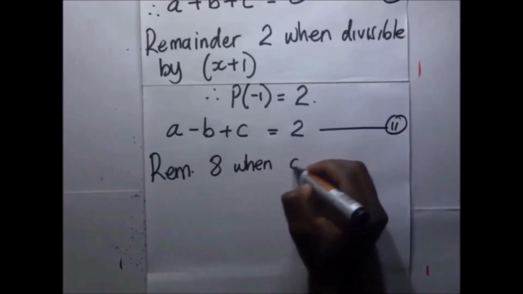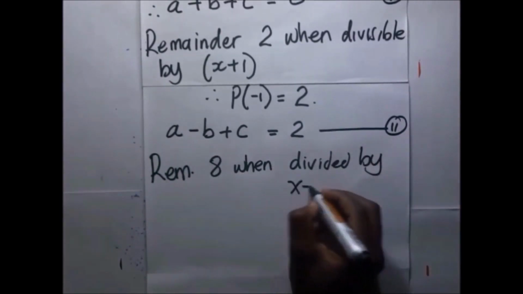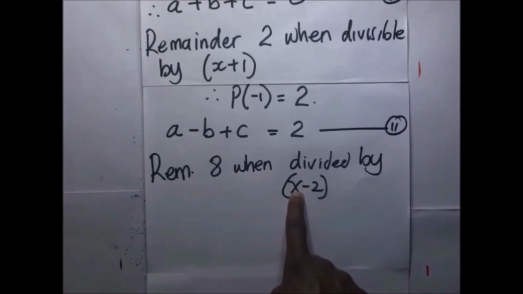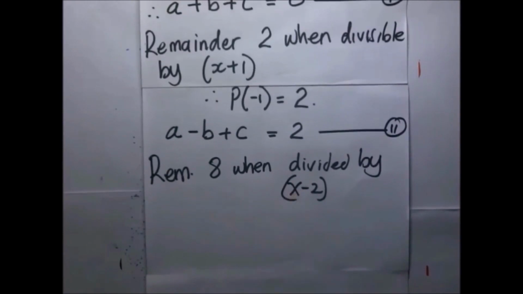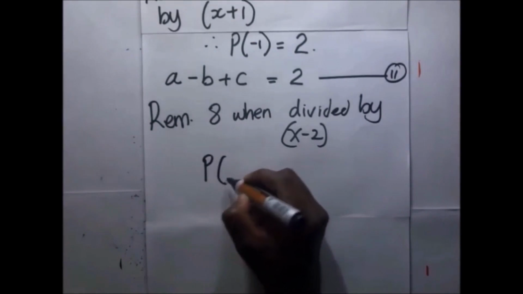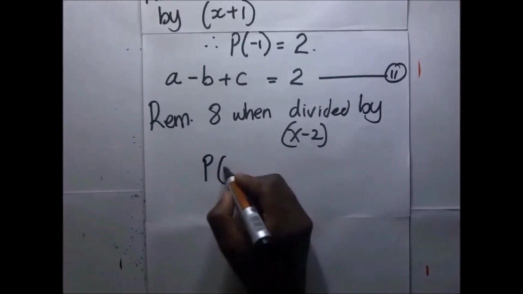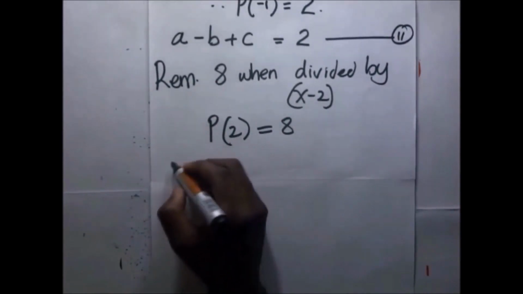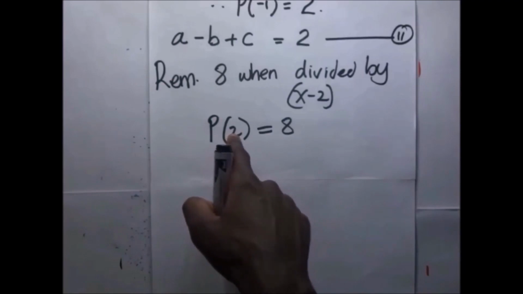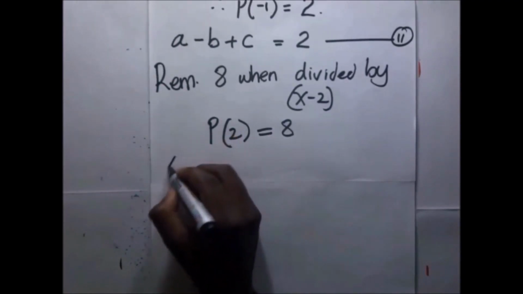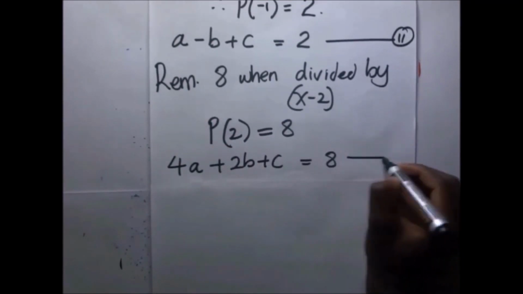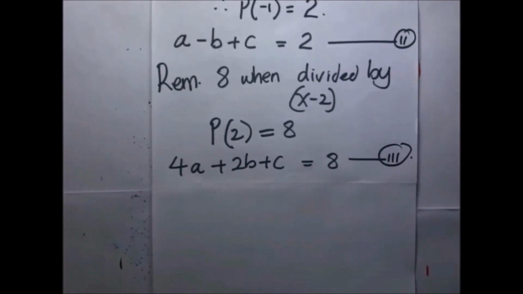That's our second equation. Then in our third statement, they are telling us it gives us a remainder of 8 when x minus 2 is 0, so when we make x the subject of the formula here, it means that our value of x is going to be equal to 2. So the value of our polynomial when x is 2 is equal to our remainder, which is 8. So if we put the value of 2 into ax squared plus bx plus c, it becomes 4a plus 2b plus c is going to be equal to 8. That's our third equation.